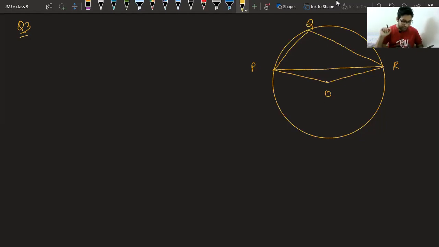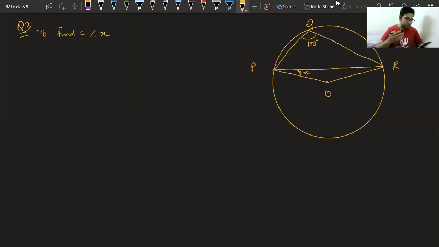Now see, angle PQR is 100 degrees. This is given to us, 100 degrees. Apart from this, P, Q, R are the points of the circle. Find angle OPR. Now tell me class, what is the value of angle OPR? If this is X, tell me what is the value of angle X.